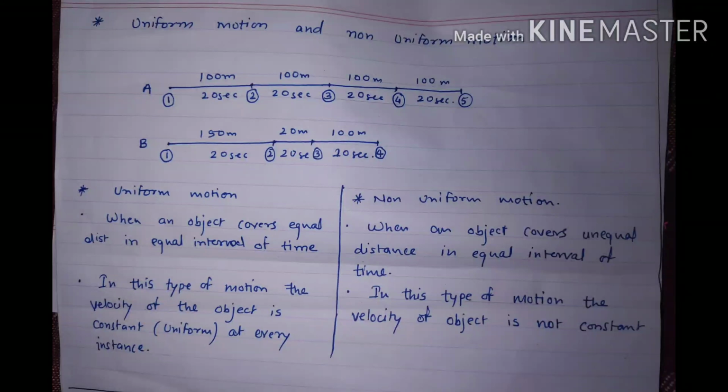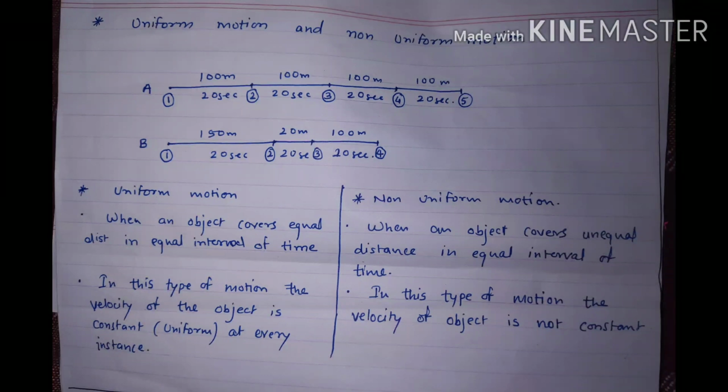But when we observe the motion of person B, in the first 20 seconds he runs 150 meters. Then he gets tired, and in the next 20 seconds just runs 20 meters, and then in the third interval of 20 seconds he runs 100 meters. By observing both these motions, we can easily conclude that the motion of person A is uniform motion, and the motion of person B is non-uniform motion.